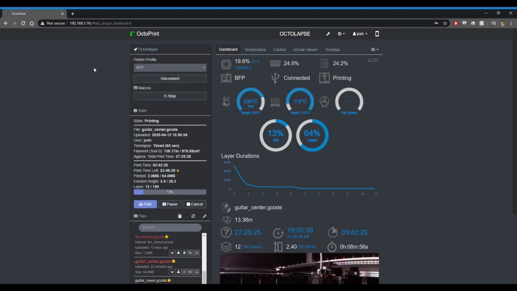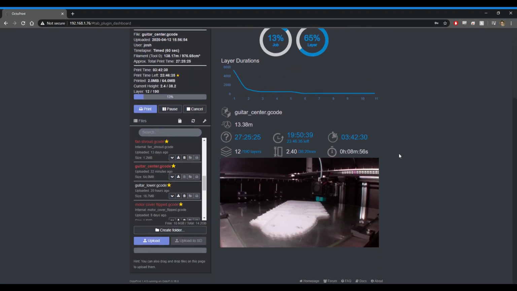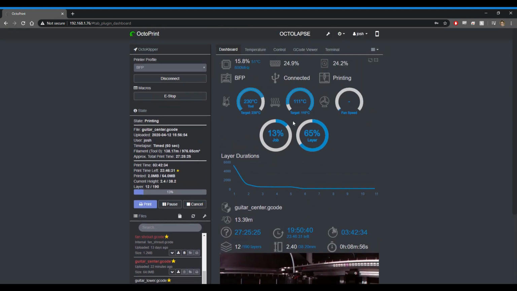Here's a quick view of the Octoprint user interface while the printer is at work. It's really helpful to get the printer's vitals and detailed information on how far it is into its print.